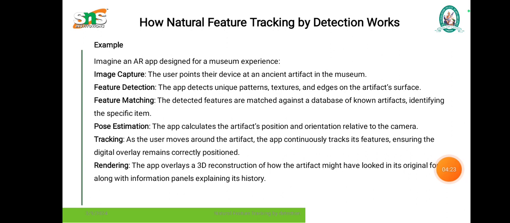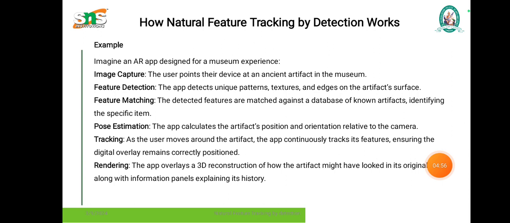And the next one is an example. First, imagine an AR application designed for a museum experience. So how does natural feature tracking by detection work in a museum experience? Let's discuss. First, we capture the image. The user points their device at an ancient artifact in the museum. And the second step, feature detection. The application detects the unique patterns, textures and edges on the artifact surface.